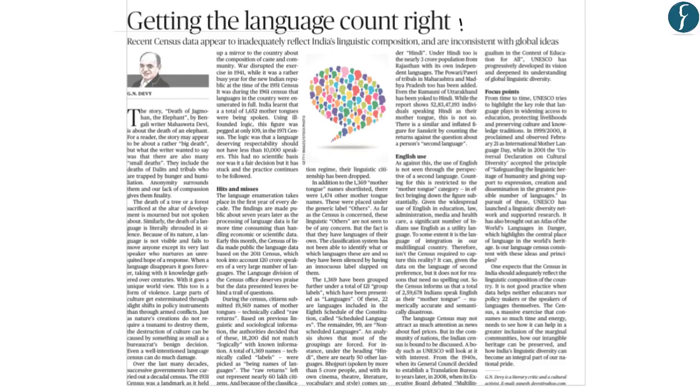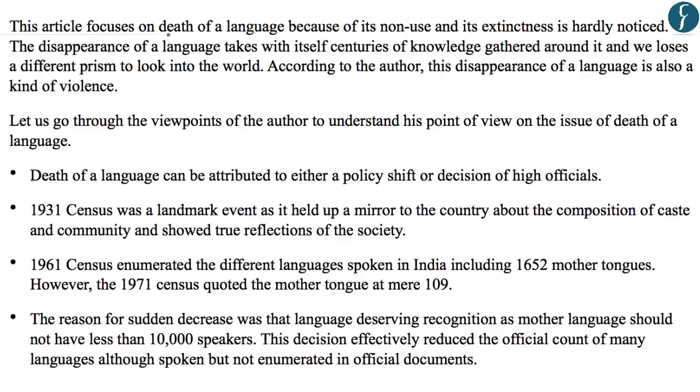Now we have taken the lead editorial from page 8. What this article talks about is the linguistic diversity of India and how it needs to be properly reflected in the census data. This article focuses on the death of a language because of the non-use of that language. And the author is trying to highlight that when a language goes extinct or is not being used anymore, it is hardly noticed in India.